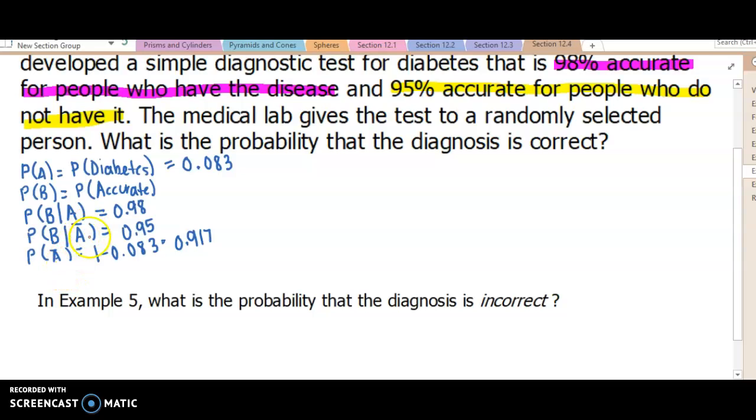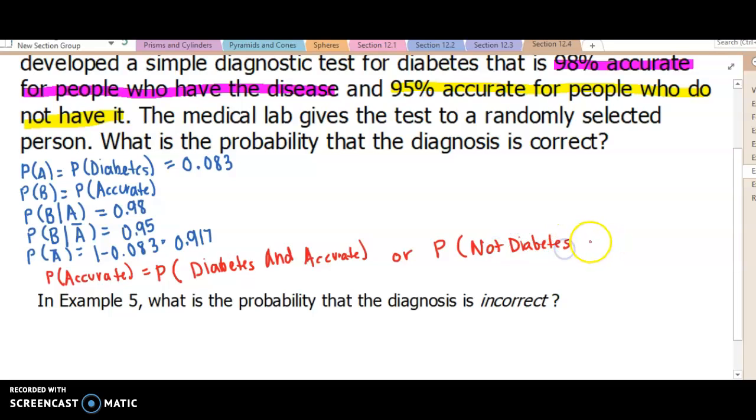All right, so I'm going to draw this out, and I want you to think about this. We want to know the probability of having an accurate diagnosis. So we want to know the probability of B. Given an accurate diagnosis, we can have an accurate diagnosis in two scenarios. It'd be the probability of you having diabetes and getting an accurate diagnosis, or we could also have the probability of not diabetes but also getting an accurate diagnosis. Okay, so probability of being accurate, we have to look at two different scenarios. You have diabetes and it being accurate, or you don't have diabetes and it being accurate.